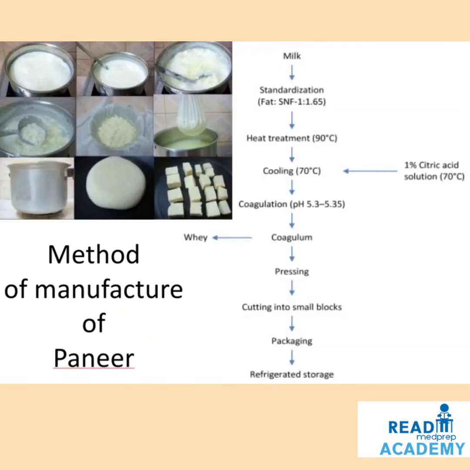What is the method of manufacture of paneer? Milk is taken and the standardization of milk is done with fat to solid not fat in the ratio of 1 is to 1.65, and heat treatment is done at 90 degrees centigrade, and cooling is done to 70 degrees centigrade, and at 70 degrees centigrade 1% citric acid solution is added, which causes coagulation of the milk protein at a pH 5.3 to 5.35, and the whey is separated from the coagulum, and this coagulum is pressed, cut into small blocks. Packaging is done and refrigeration and storage is done and transported and distributed.